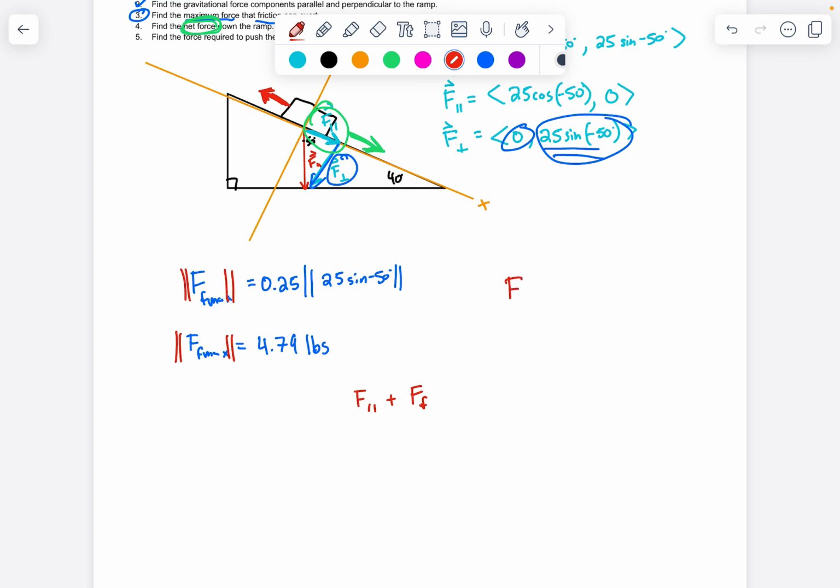The actual force of friction, FF max, or force of friction max, in this case, is going to be a vector. It's not 100% this, but it's more or less this. It's only acting in the x direction. It's acting in the negative x direction. This is the most it could do. It's not saying it will do that much, but it's the most it can do. So FF max plus F parallel is equal to the net force down the ramp.